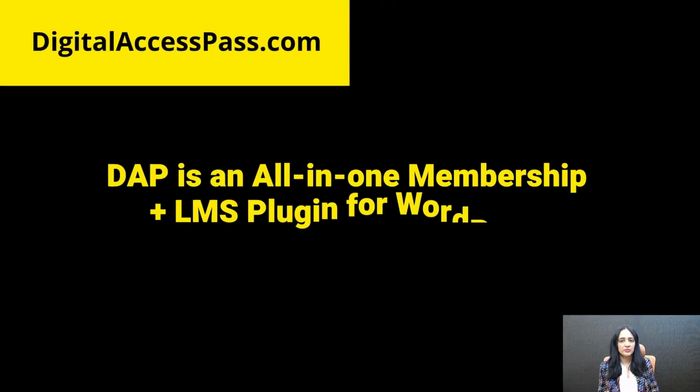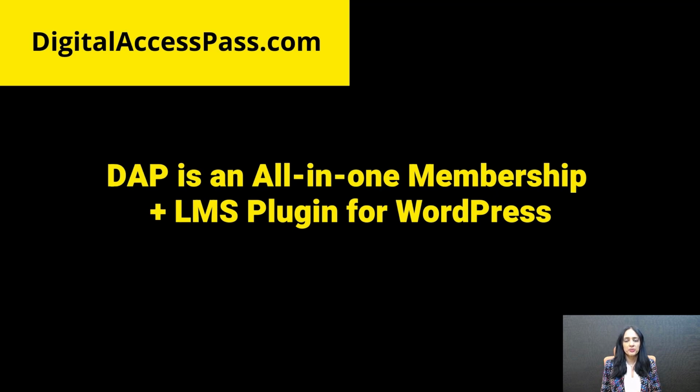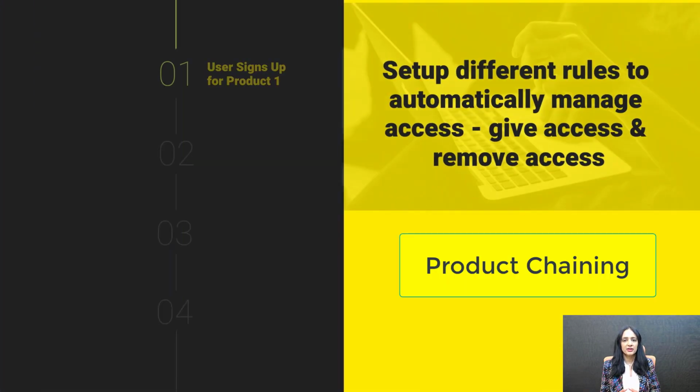Now, DApp is a membership plugin for WordPress, and it has so many different features. One of the features that's really popular and really useful is what we call product chaining. Product chaining means, say that you run a membership site, and when someone signs up for your membership, you want to give them access to all of these other products that you have.